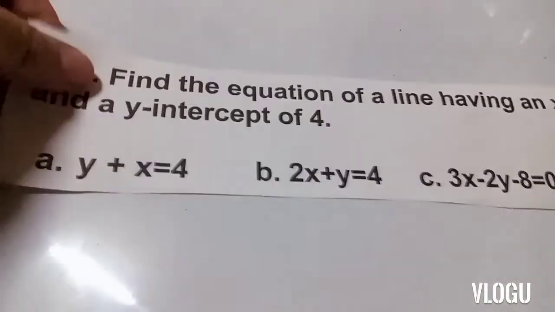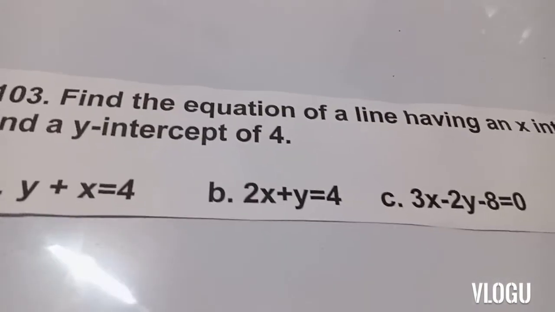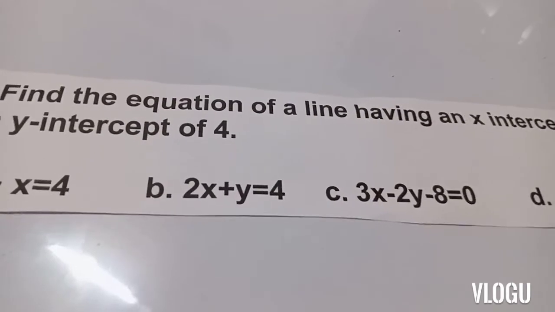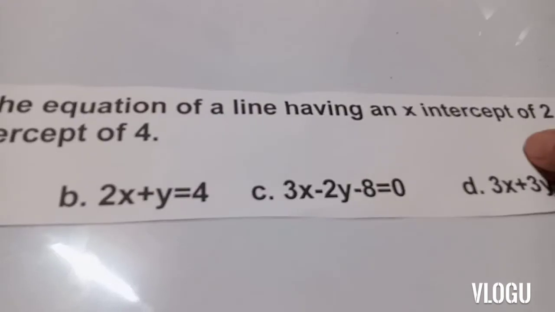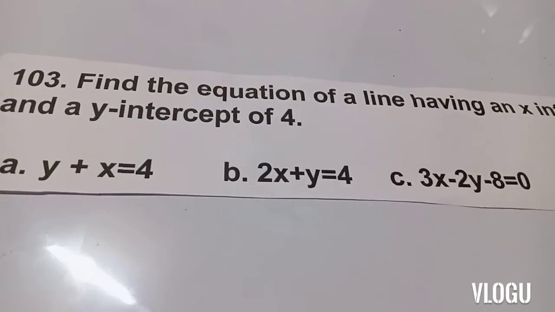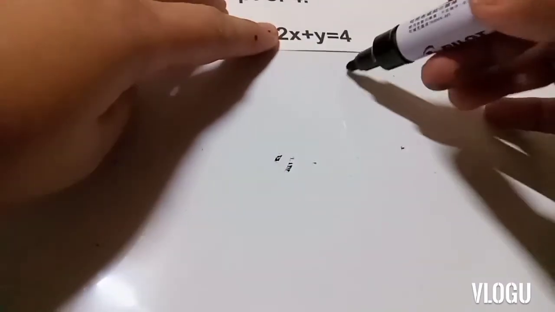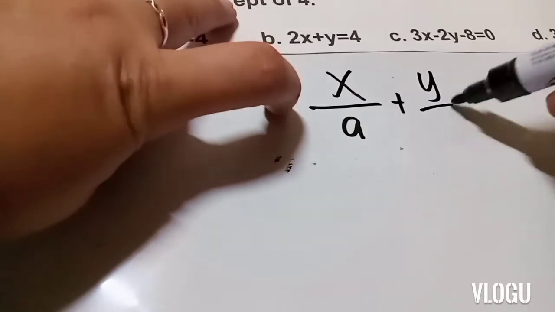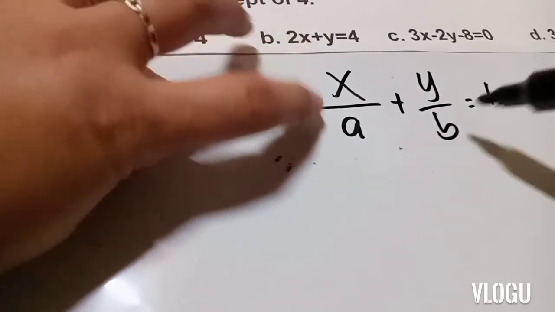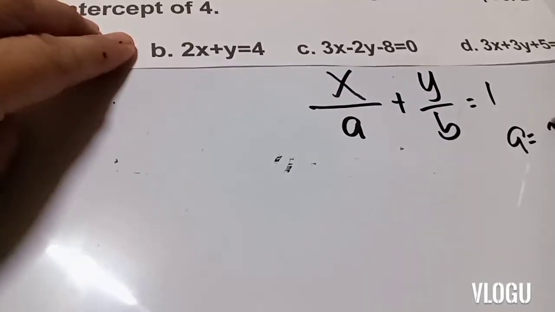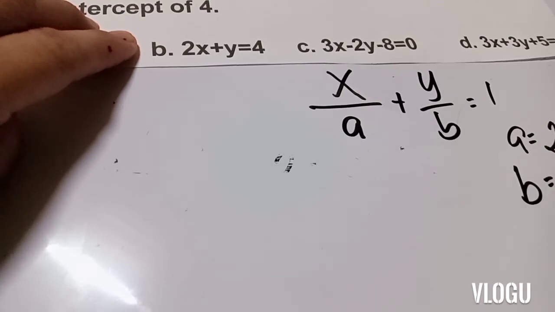This is the given: find the equation of a line having an x-intercept of 2 and a y-intercept of 4. So we need the intercept formula, x over a plus y over b is equal to 1. Our a for the x-intercept is 2, and b is equal to 4.